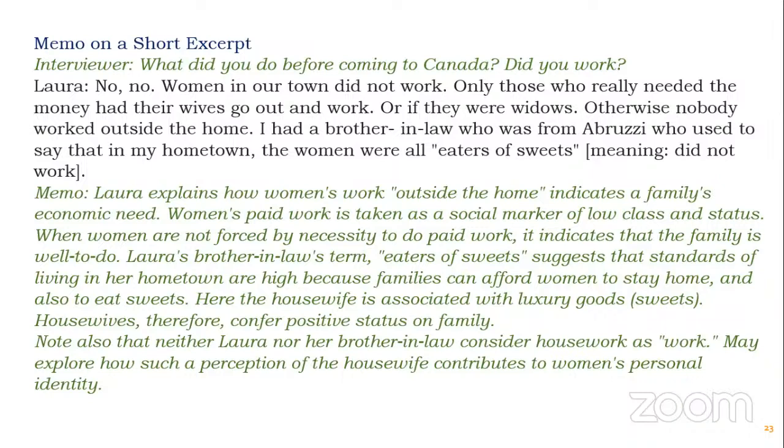So the question was not concerned about this particular issue, whether housework is work or not, but it's a reflective thought that has come to the researcher while doing the memoing. So that's why the researcher has left a note to himself or herself that this part needs to be explored further: how such a perception of the housewife contributes to women's personal identity. This can be explored later on. Okay, so this is how memoing can be done.